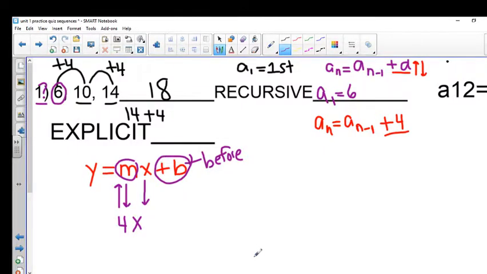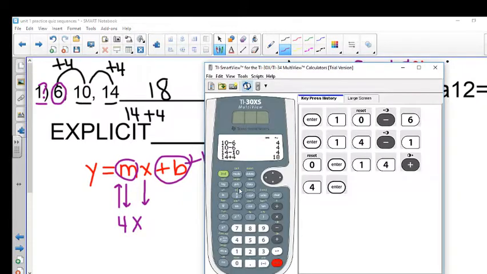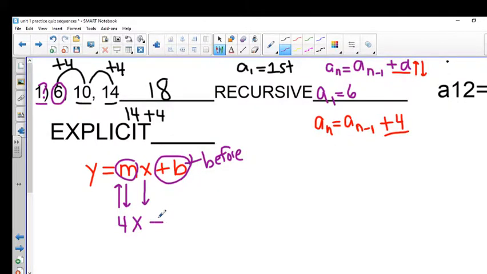So to figure that out, we take our first term, which is 6, and since we're going to the left, instead of doing plus, we're going to do the opposite. So we do minus 4. And we get a positive 2. So that means before there was 6, there was 2. Okay? So that's my formula for explicit.